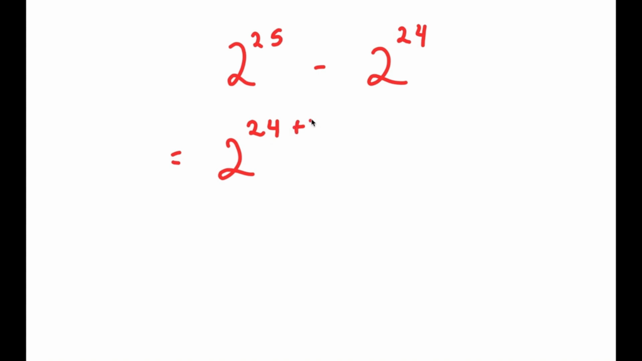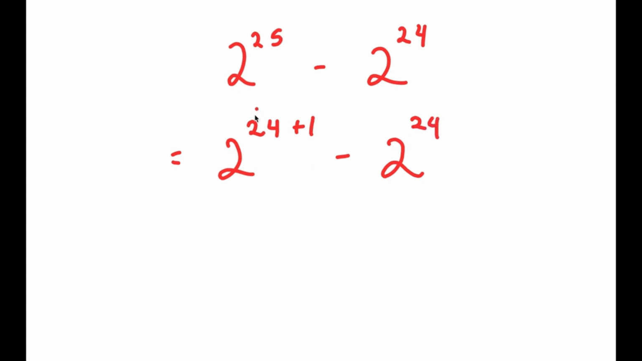Alright, so in this video, I'm going to solve the problem 2 to the power of 25 minus 2 to the power of 24. To solve this, I'm going to first start by rewriting 2 to the power of 25 as 2 to the power of 24 plus 1. So I have this minus 2 to the power of 24.